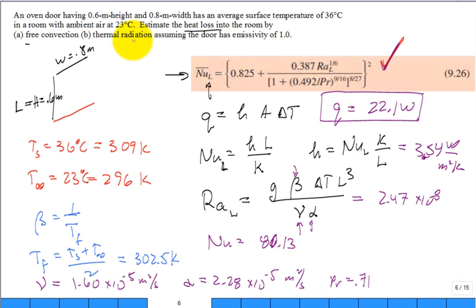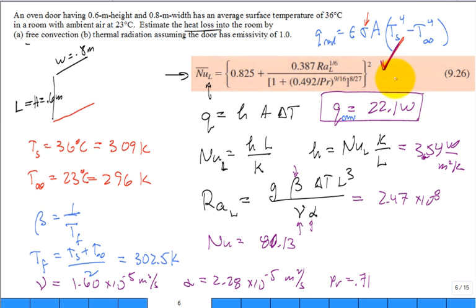Part B says the thermal radiation, assuming the door has an emissivity of 1. Well, we go back to Chapter 1. Q, we'll call this convection. Q radiation is just going to be the emissivity of the surface that's radiating out into a large room. It will have the Stefan-Boltzmann constant. We'll have the area. We'll have the temperature of the surface to the 4th power, and then the temperature of the room or the surroundings to the 4th power. So we have all of these. The Stefan-Boltzmann constant, 5.67 times 10 to the minus 8 watts per meter squared Kelvin to the fourth.